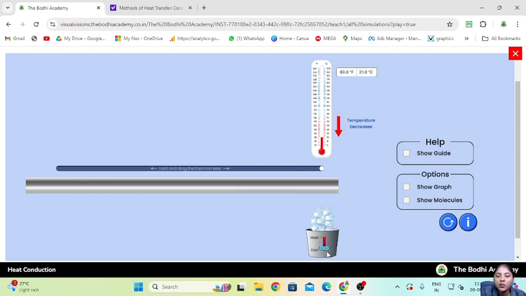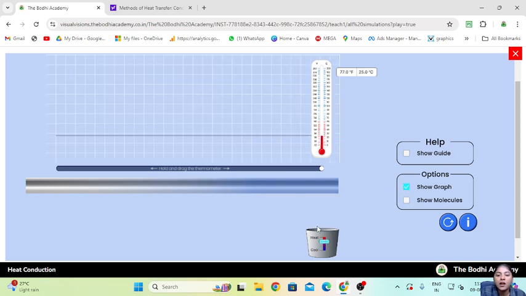Now let us try keeping ice on this side of the rod and see what happens. Slowly, in the same way, first here the temperature will come down to 0, and this end of the rod will first become ice cold. Then slowly it will start moving in this direction. Now let us see the graph.